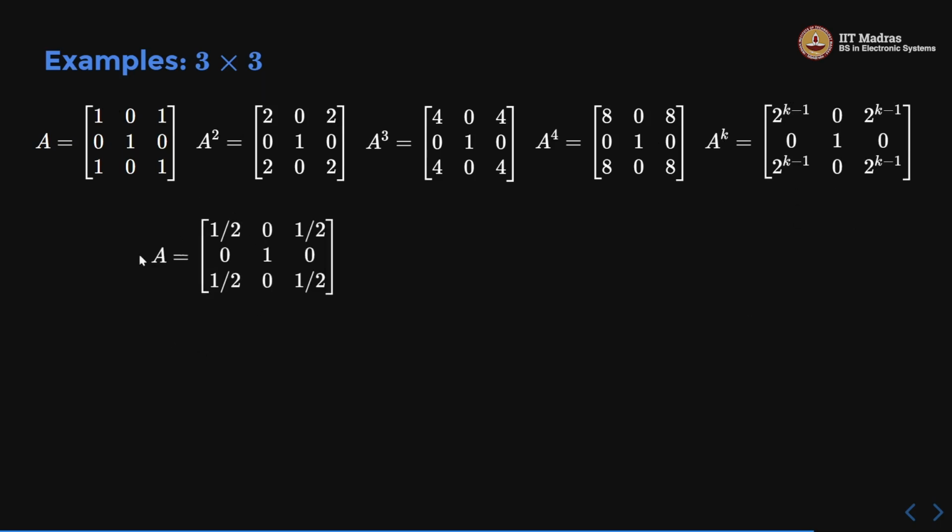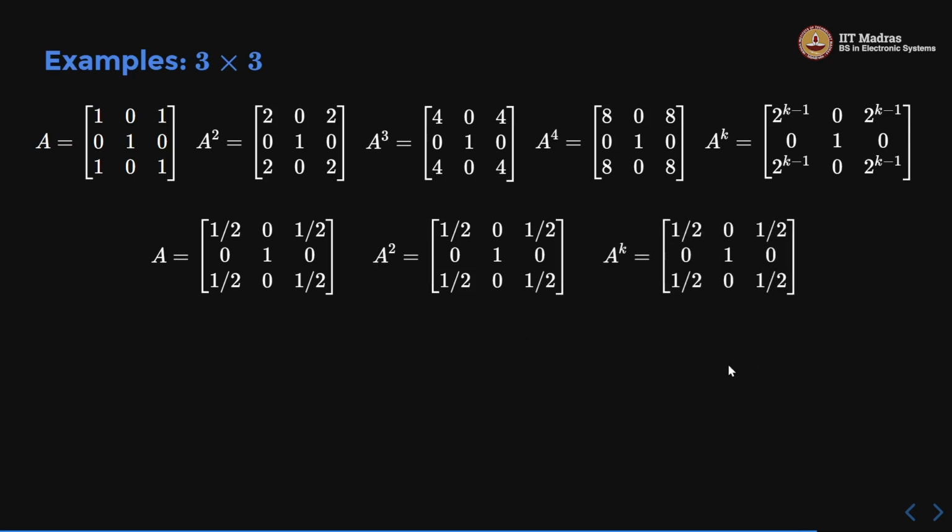Here's another example, very curious looking: half 0 half, 0 1 0, half 0 half. All I did was take these outer 4 and make them all half. And notice what happens here. A squared remains the same. Wow, A squared is the same. A power k is also the same. So A power k is the same as A. It seems a little crazy. Just because I changed it to half, I got everything repeating. Notice how interesting these matrices are, and why they behave like this is very mysterious.